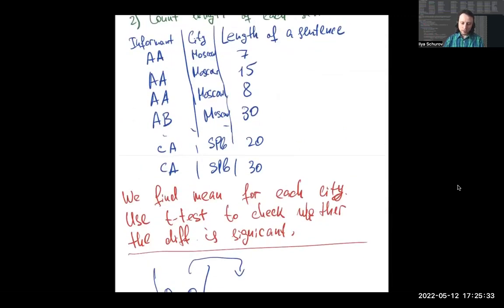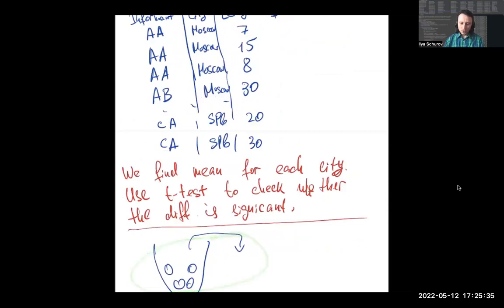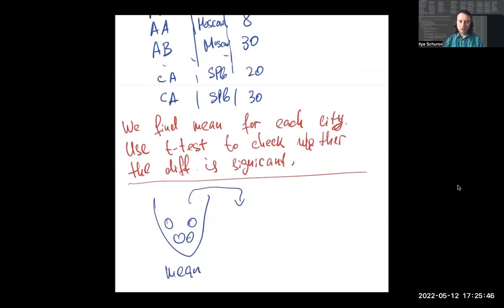does not agree with this description, because this description corresponds to a case when, for example, we get one sentence from each participant, one sentence from each informant. Then we can think about these balls as participants, and we select random participants, and for each participant we have only one observation.